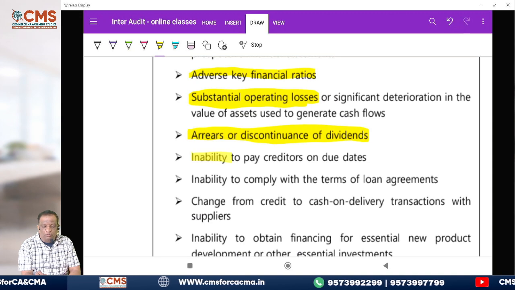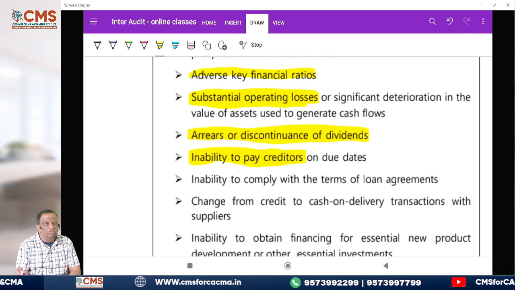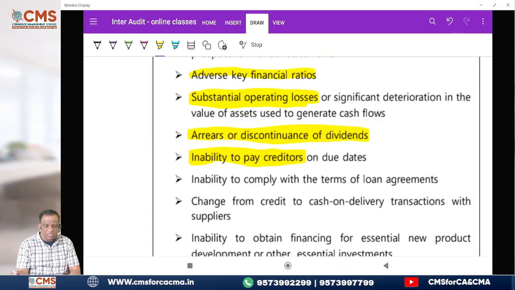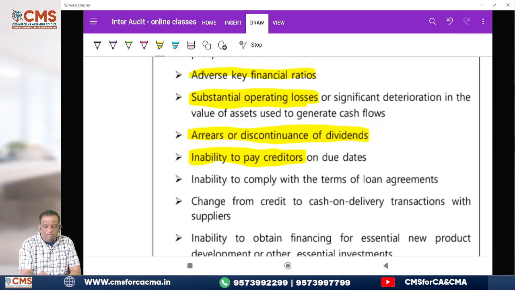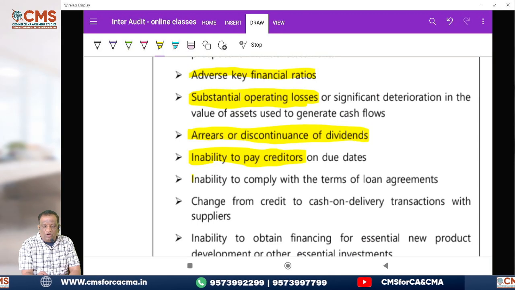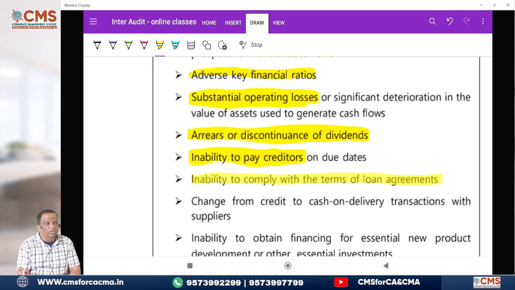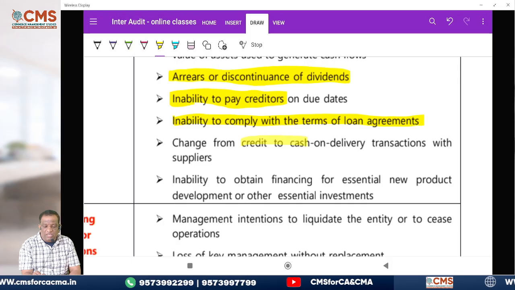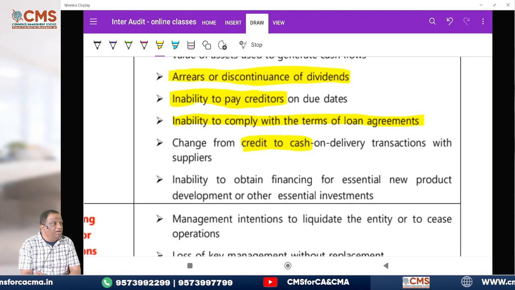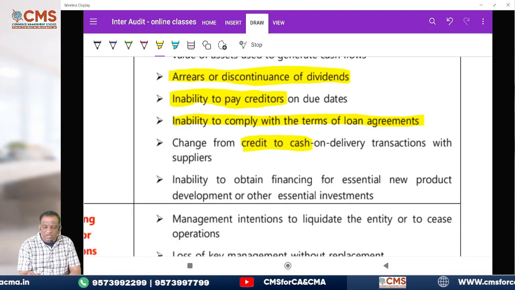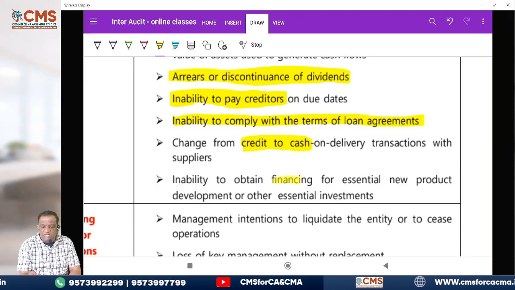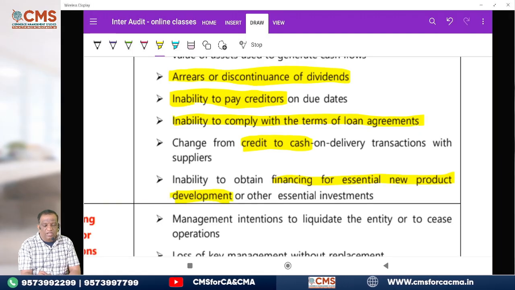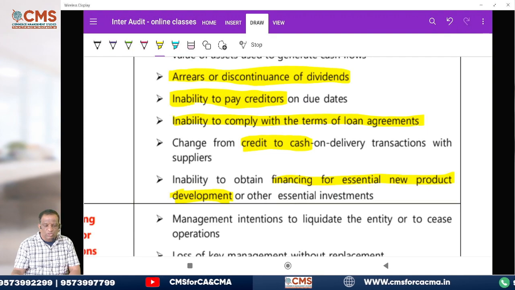And inability to pay creditors. If you don't pay creditors, what will happen? They will come and take over your machinery, seize your factory, and it will come to an end. And inability to comply with the terms of the loan agreement. Your loan agreement, you are not able to comply. And changes from credit to cash. That is, your creditors are not trusting you. And inability to obtain any financing for essential new product development. So for new products, you're not getting the new funding, so it is getting stopped.